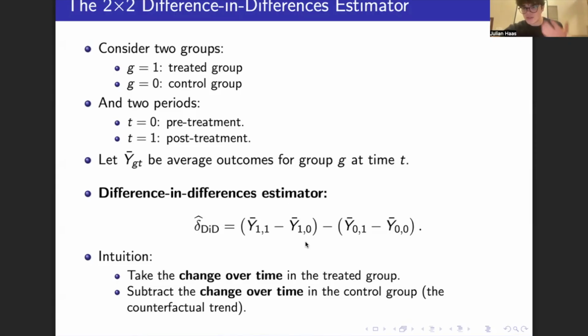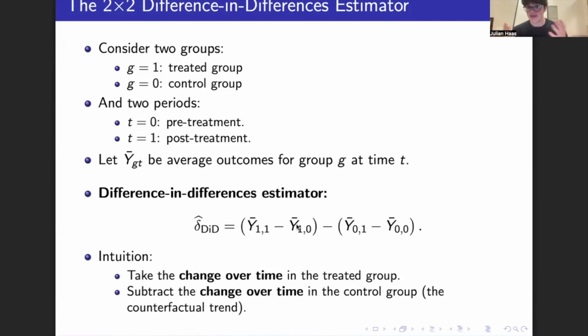And really, what's the intuition here? Well, we're going to take the change over time for the treated group and subtract it from the change in time for the control group, where this control group is kind of the counterfactual, right? So in order for us to argue that what we're observing is a causal effect of the treatment, we need to make an assumption that this untreated group, this control group, is trending exactly how the treated group would have trended had it not received the treatment.